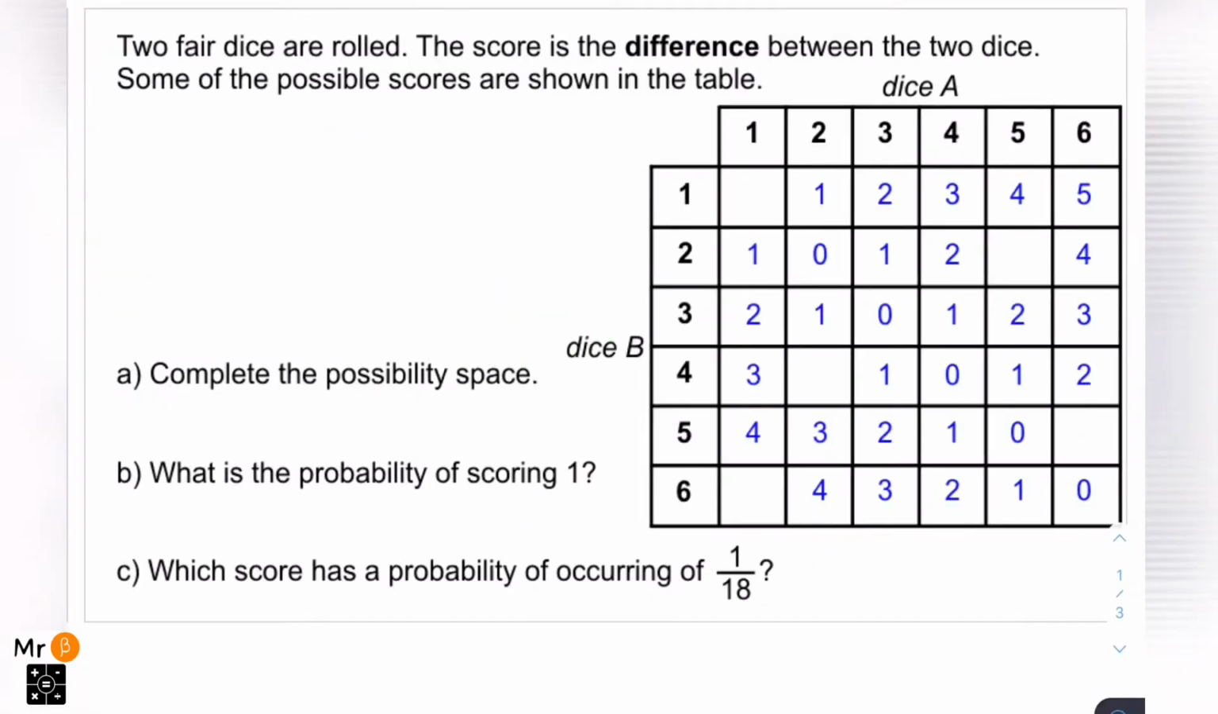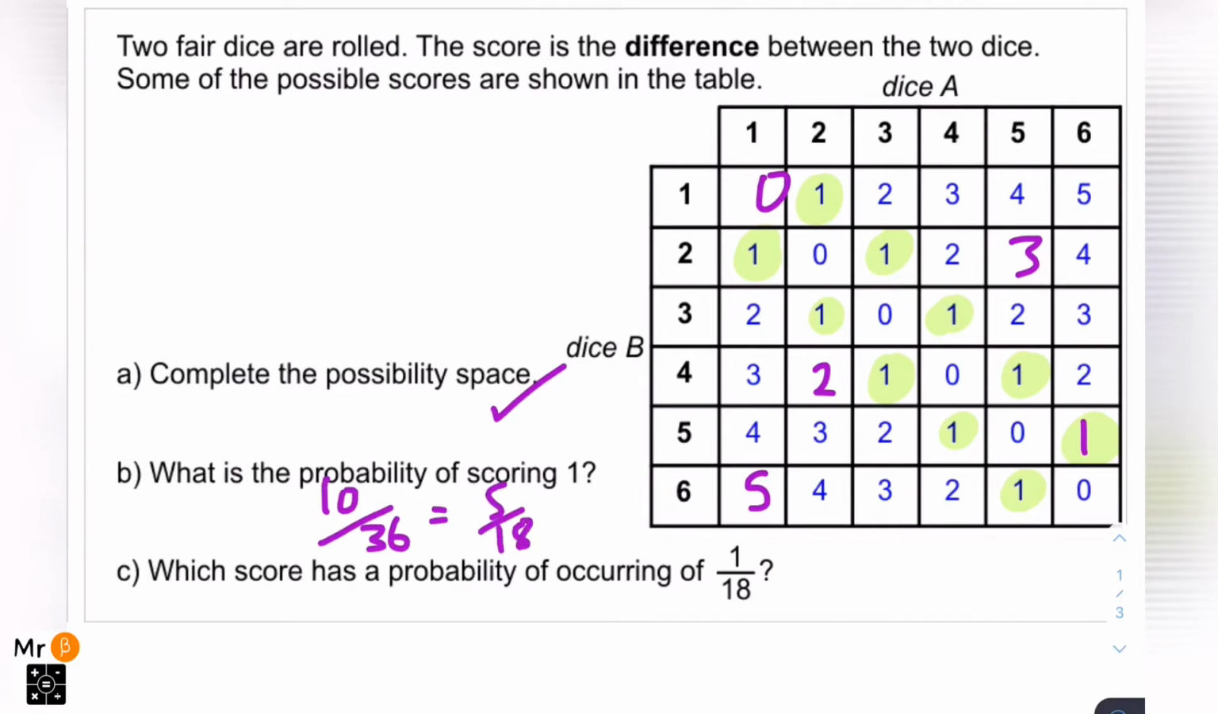Our next question, we're working out the difference between the 2 dice. So if we fill this in, we get 0, 3, 2, 1, and 5. What's the probability of scoring a 1? We need to count up how many 1s we have. So 1, 2, 3, 4, 5, 6, 7, 8, 9, 10. So 10 out of 36, which is the same as 5/18.